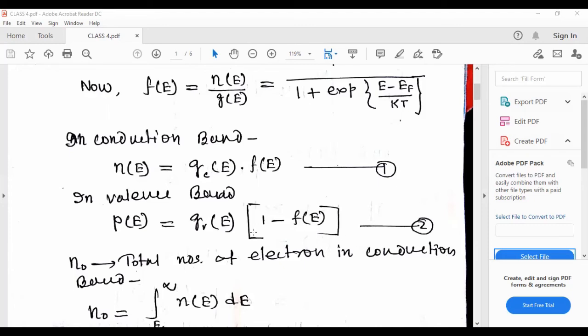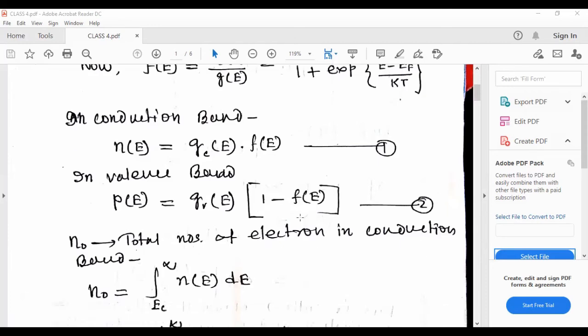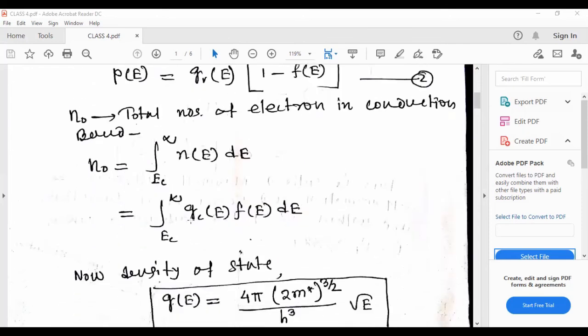Now, consider n0 as the total number of electrons in the conduction band. This N of E was the number of electrons available between the energy states E and E plus dE. If we integrate this value of N of E throughout the entire conduction band range, that means from the conduction band minimum, which is Ec, up to infinity, then n0 is equal to the integral from Ec to infinity of N of E dE. If you put the value of N of E here from equation number 1, you will have this equation.